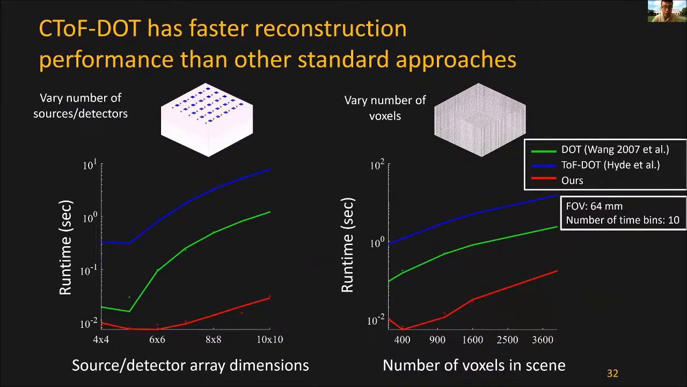Finally, we also want to show the improvements in the algorithm runtime. We compare the runtime for the reconstruction algorithms using DOT, TOF, and CTOF. We test how this runtime changes as we vary different parameters. On the left, we show the runtime versus the source detector array dimensions. And on the right, we show the runtime versus the number of voxels discretizing our scene. CTOF achieves approximately an order of magnitude improvement over DOT and about 2 orders of magnitude improvement over TOF.